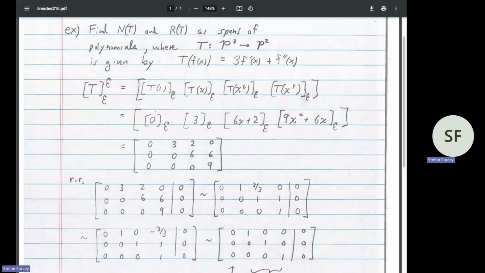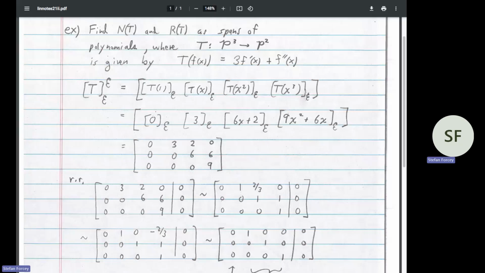And x cubed turns into 3x squared times 3 is 9x squared, plus 6x. Then we write each of those four as columns, and we have to look and check where our outputs are. They're in P2, so we should write them as columns of size 3, since P2 has dimension 3. So that'll be 0, 0, 0, 3, 0, 0, 2, 6, 0, and 0, 6, 9.